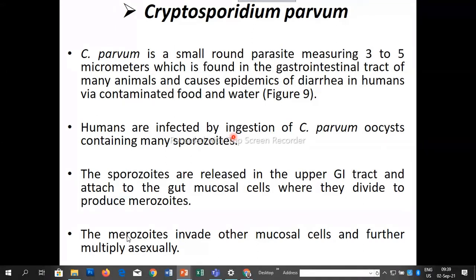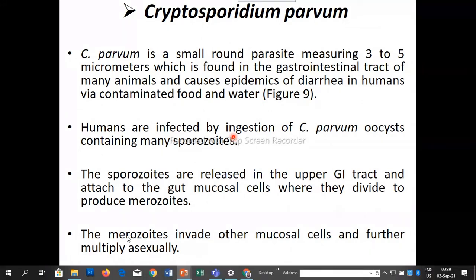Let's now talk about another opportunistic protozoa. It's Cryptosporidium parvum. This is very common in HIV patients. When you take an HIV patient's stool sample, most probably you will find this parasite. But when their immunity is weak, they can develop diarrhea. So it's the common cause of diarrhea in HIV patients.